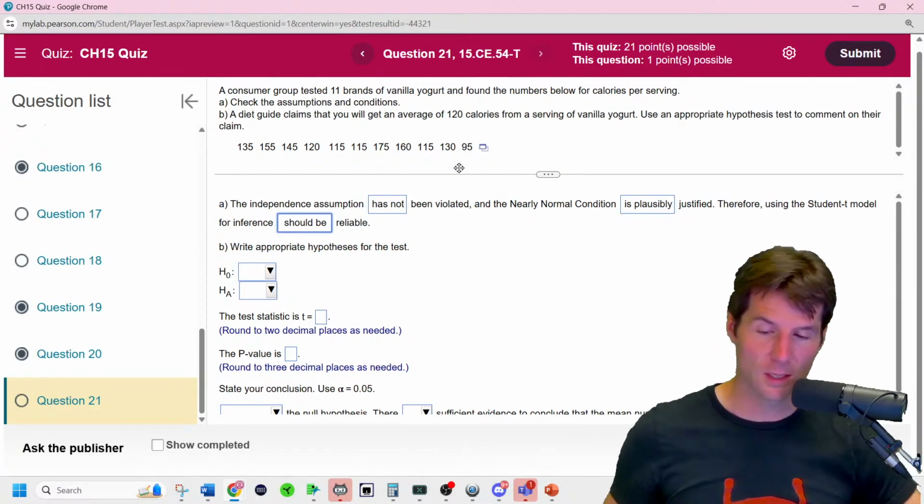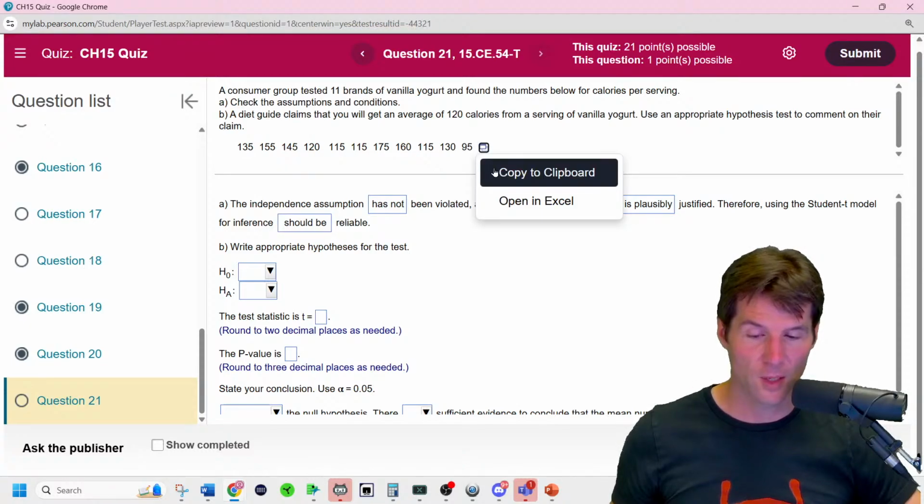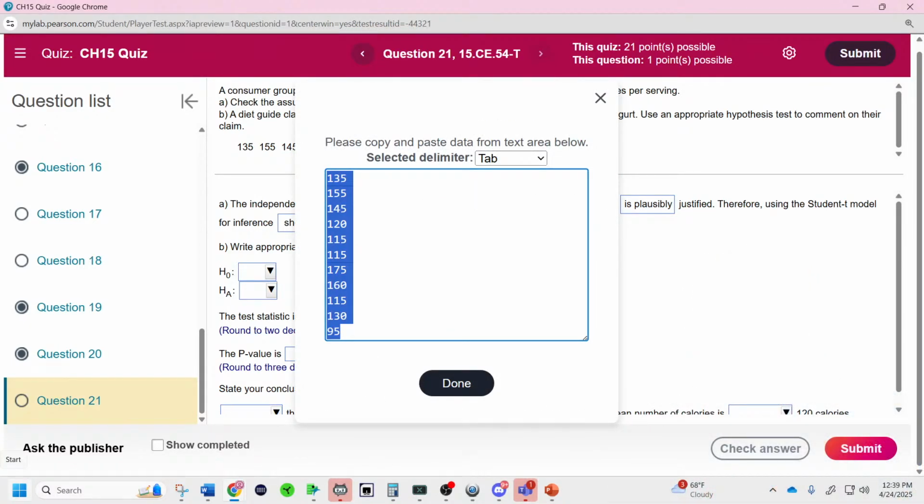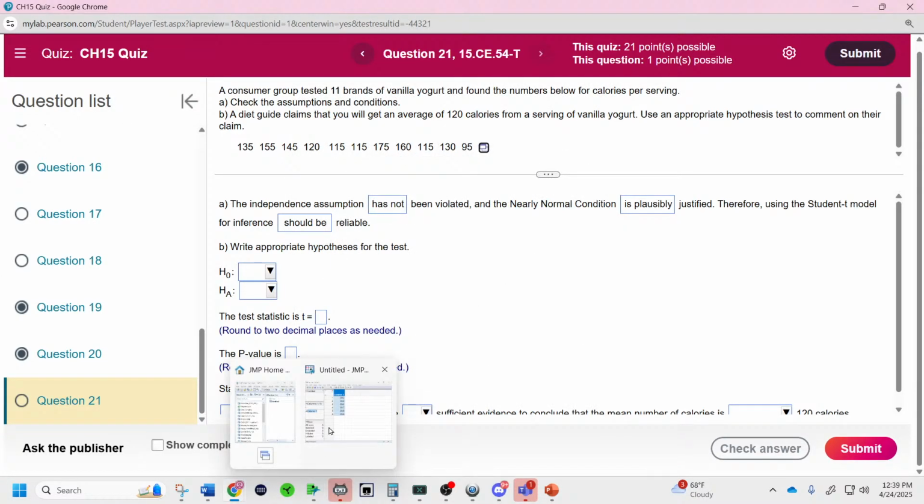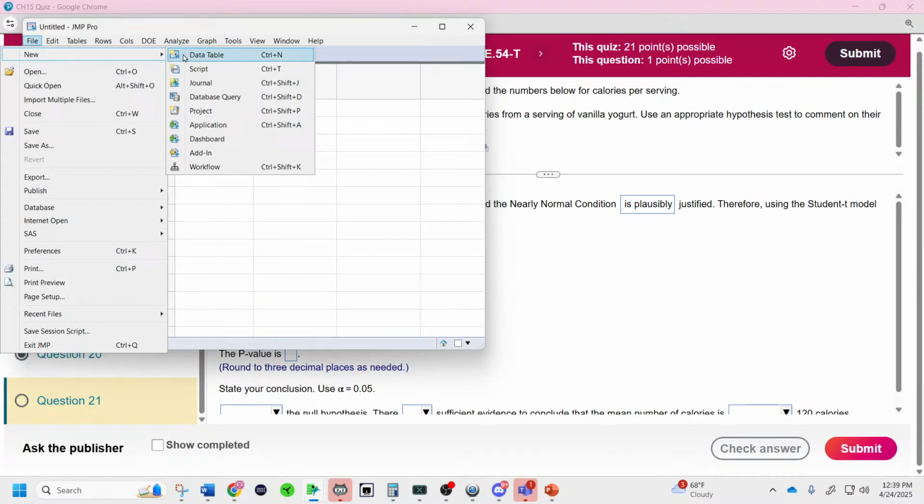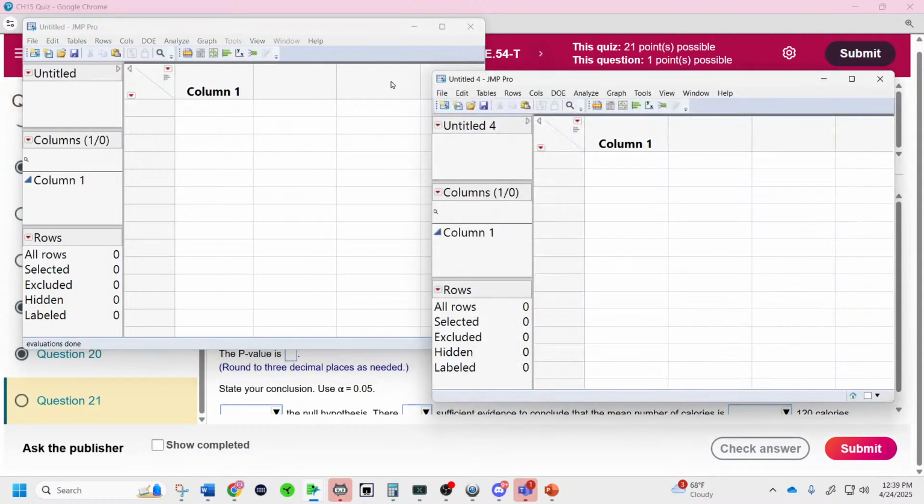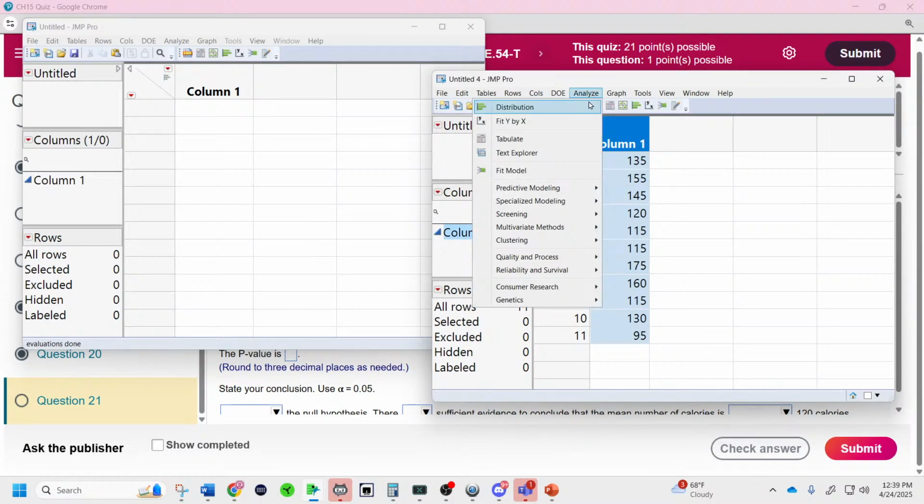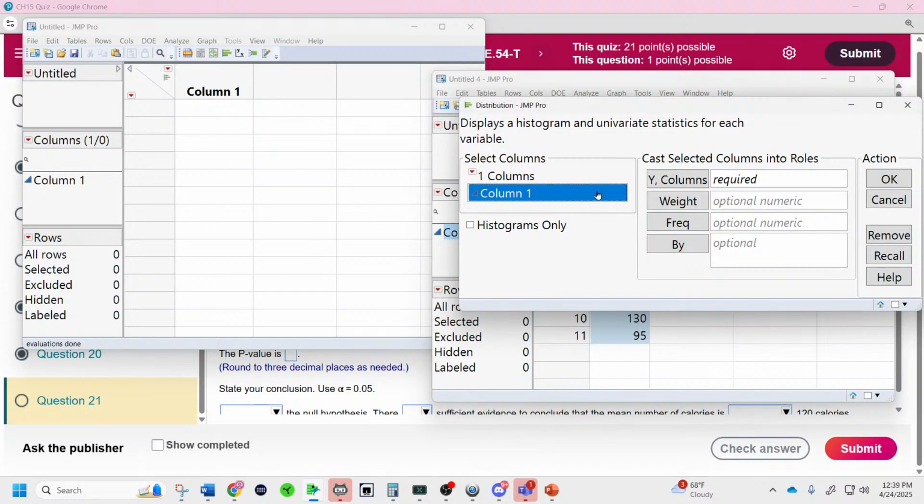So here we go, looking at the data. First, copy to clipboard. Now hit Control-C or Command-C. You've copied the data. With the data now copied, we're going to go over here to JMP and go to File, New, Data Table. Go ahead and paste the data in with Command V or Control V. Now we're going to go to Analyze, Distribution. Analyze, Distribution. And double-click column 1. Go ahead and click OK.